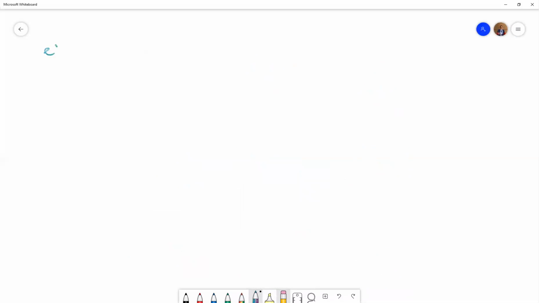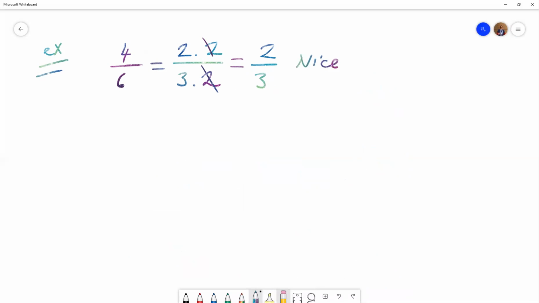And maybe we have an example like this, such as 4 over 6. So we have both the same multiplier here. What I mean, 2 multiplied by 2 and 3 multiplied by 2. So you may cancel these and you get 2 over 3. It's a nice thing for mathematics.